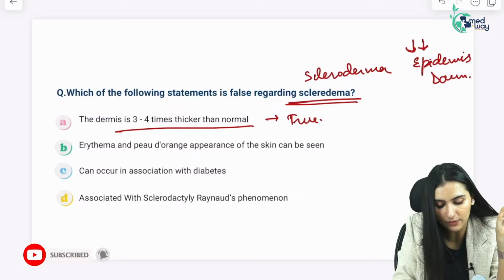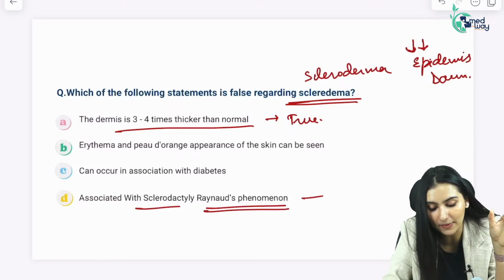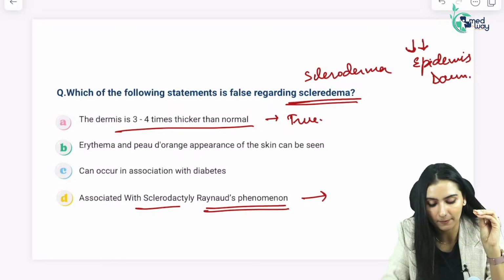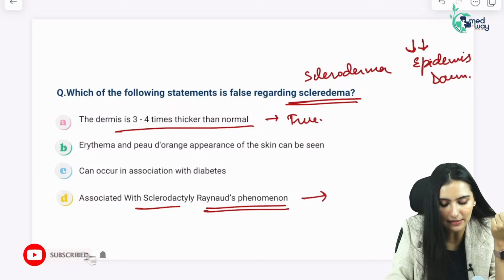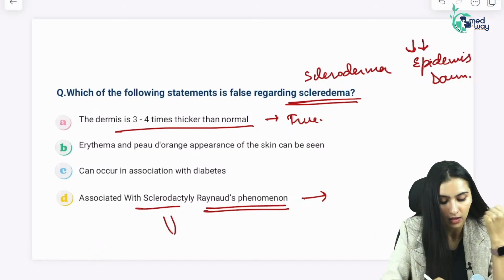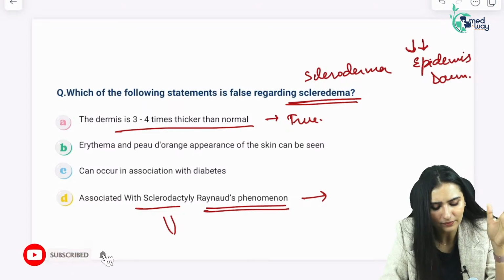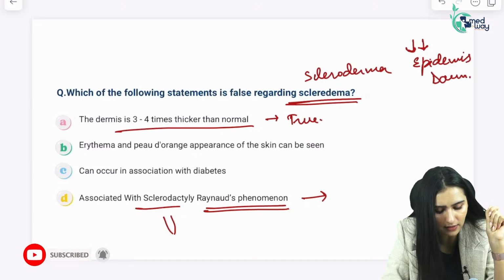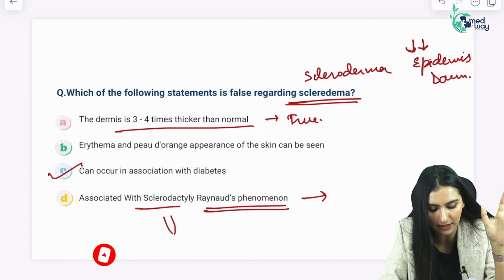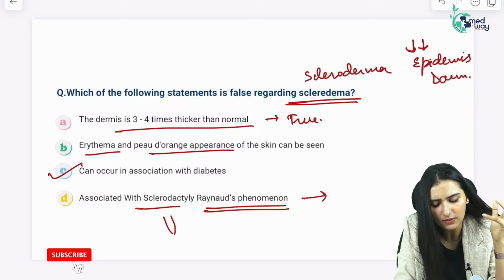It is associated with sclerodactyly and Raynaud's phenomena. That is also seen. The patient complains of Raynaud's phenomena. Sclerodactyly means the fingers become kind of pointy and very thin towards the end. Can it occur in association with diabetes? It can. The answer over here is that it is not really that commonly seen with diabetes. Erythema can be seen, powdery orange appearance can be seen.